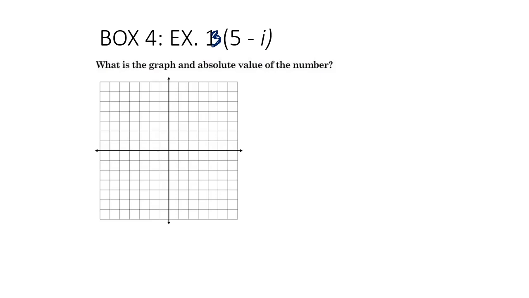What's my A? 5. So we have A equals 5. And what's my B? Negative 1. My B is negative 1. So when I come over here to graph, I have my real, I have my imaginary. So I'm going to go to 5. 1, 2, 3, 4, 5. And I'm going to go down 1. And this is where 5 minus i is.